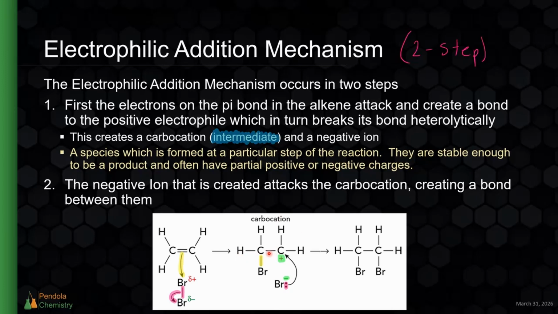So that carbocation is an intermediate and happens after the first step of the reaction, where the pi bond breaks, forms a bond to the bromine in the electrophile, or the partial positive side of the electrophile, and then the bond in the electrophile between the partial positive and the partial negative breaks, creating a full negative ion. That's step 1. Let's put that here. This is step 1.